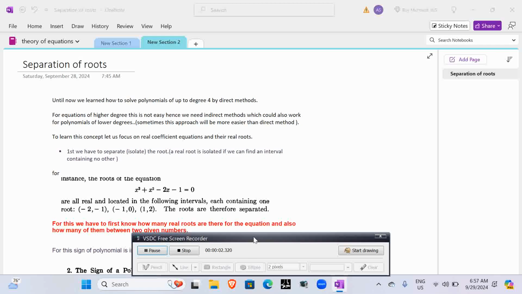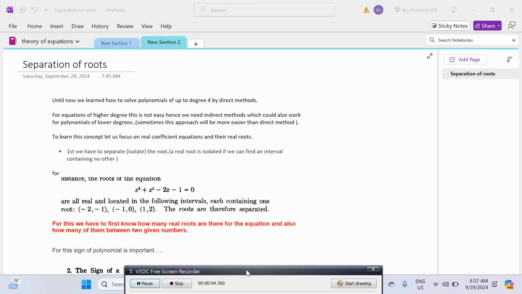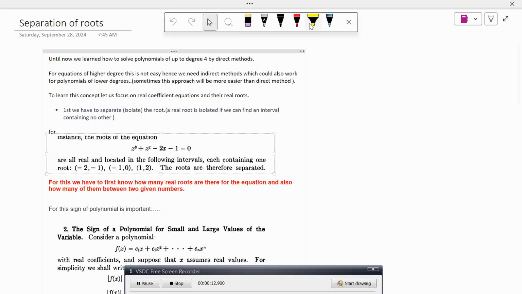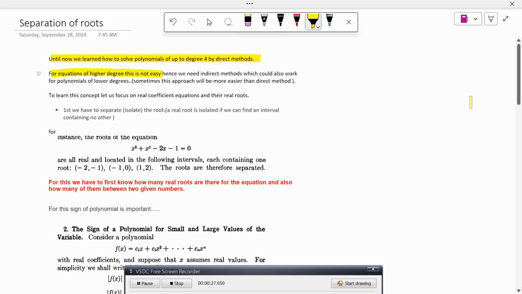Welcome. So in this video we'll learn what is separation of roots. Okay, so until now we have learned to solve polynomials up to degree 4, right, by different methods. But for higher degree equations it is not easy.